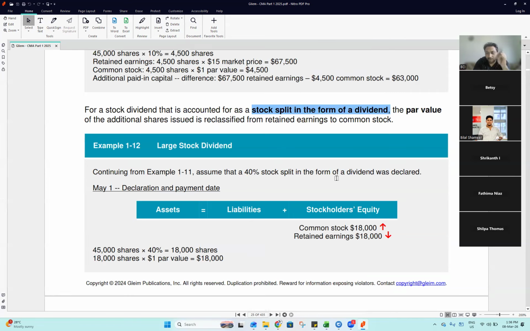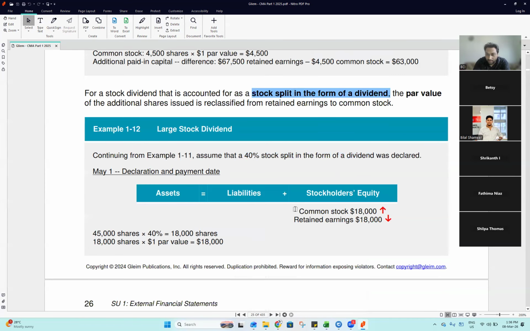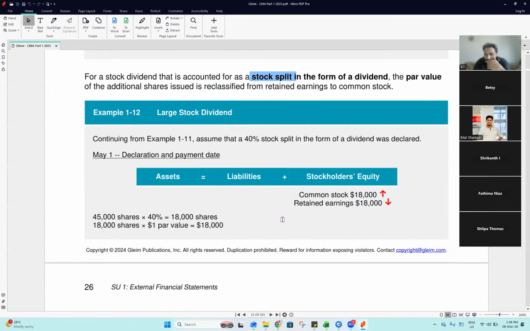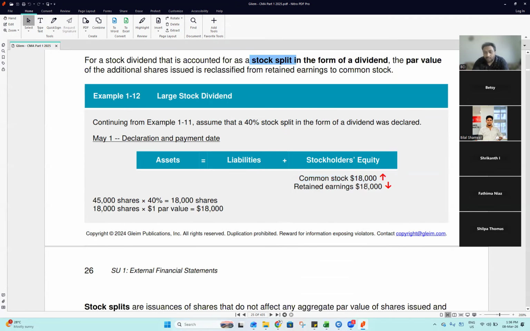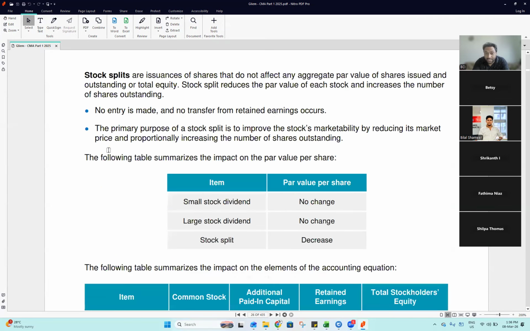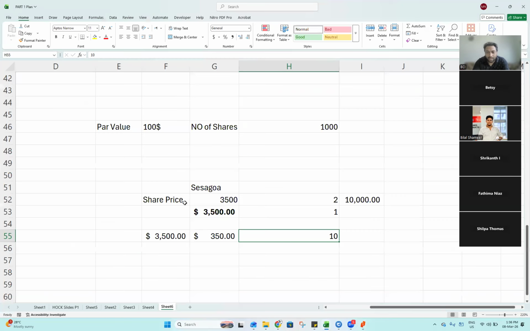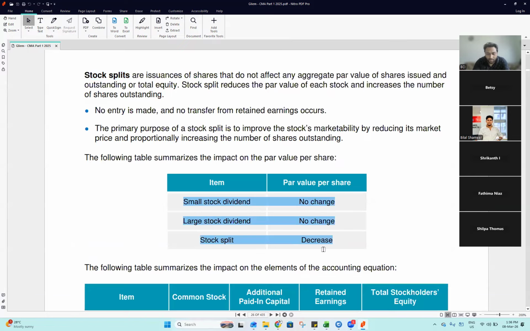But one thing is happening here. The common stock par value will increase. Clear? The number of shares and the par value increase here, in stock dividend, in stock dividend treated as a stock split. Par value decreases in this case, in stock split only. Okay. I will show you this thing.